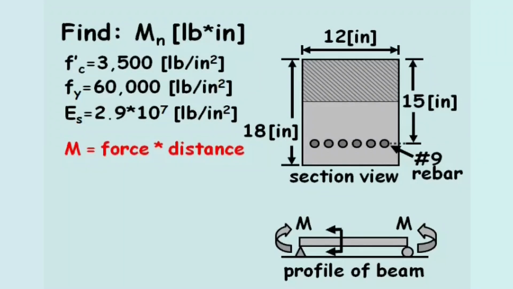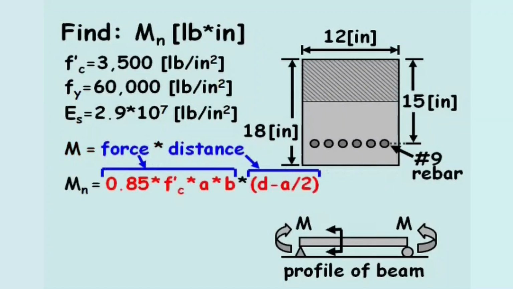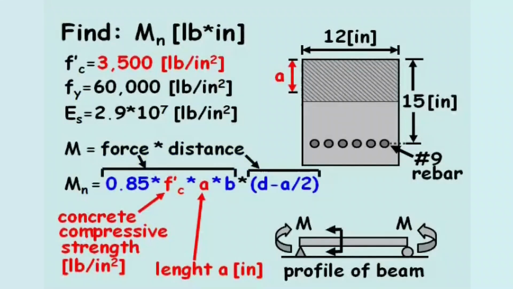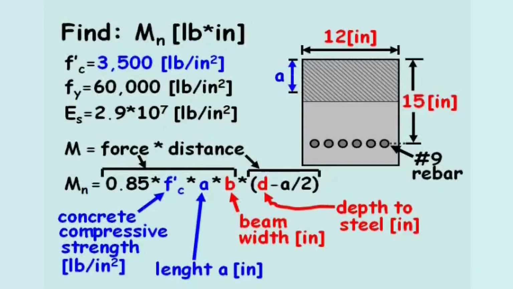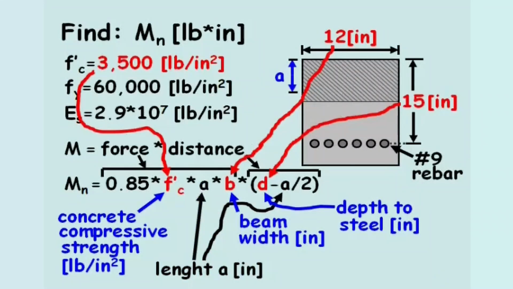For a rectangular shaped beam, the moment equals 0.85 times the compressive strength of the concrete times a length A times the width of the beam B times the quantity depth to steel D minus the length A divided by 2. The problem statement provides the values for compressive strength, beam width, and depth to steel. So we're left to determine the length, A.